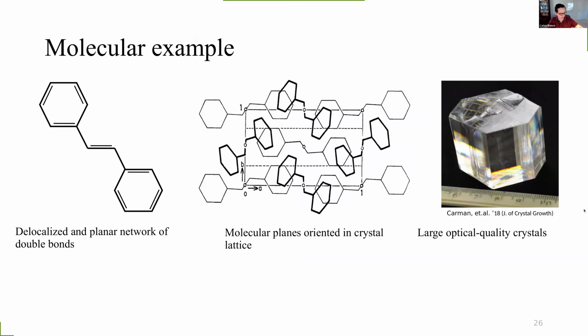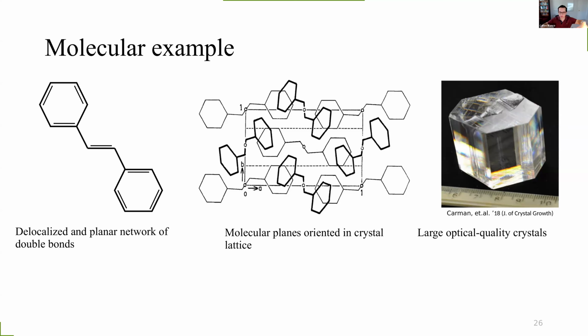As an example, I'll tell you about one of my favorite ways to look for directional detectors, which is to go across the quad to the chemistry department, where they have things like this. This is called trans-stilbene. It's a molecular crystal that scintillates.